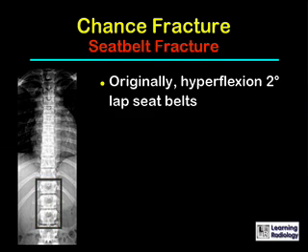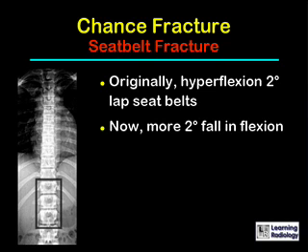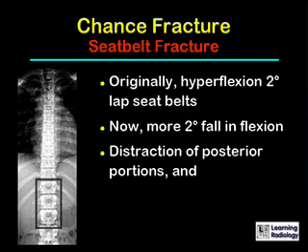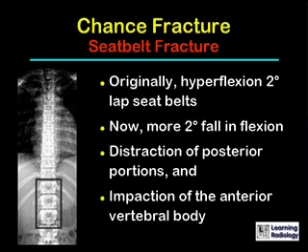Chance fractures, or seatbelt fractures, were originally described secondary to hyperflexion from lap seat belts. With the advent of both lap and shoulder belts, chance fractures are now more often secondary to a fall in forced flexion. In a chance fracture, there is distraction of the posterior elements of the vertebral body, and there is impaction of the anterior aspect of the vertebral body.